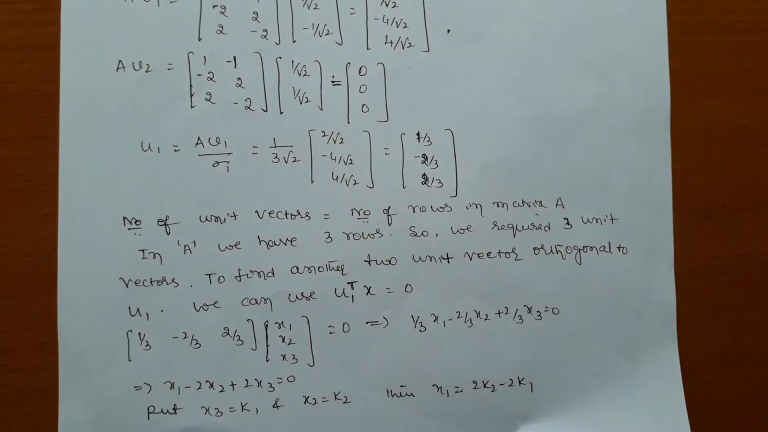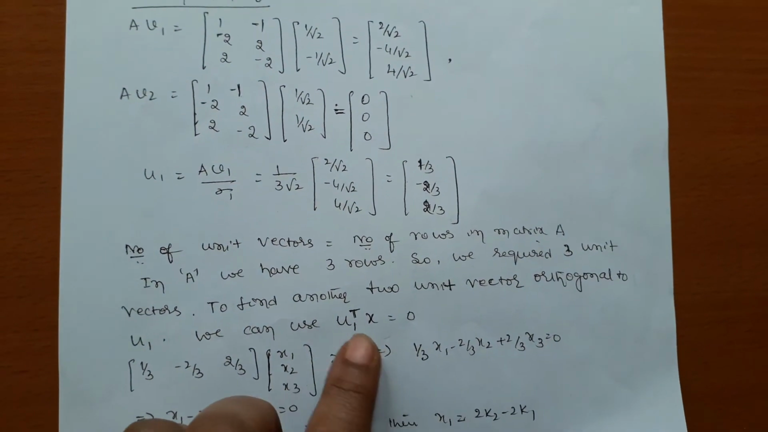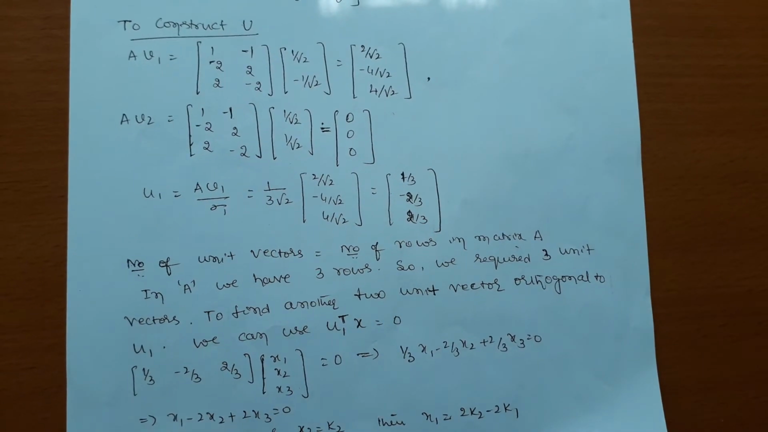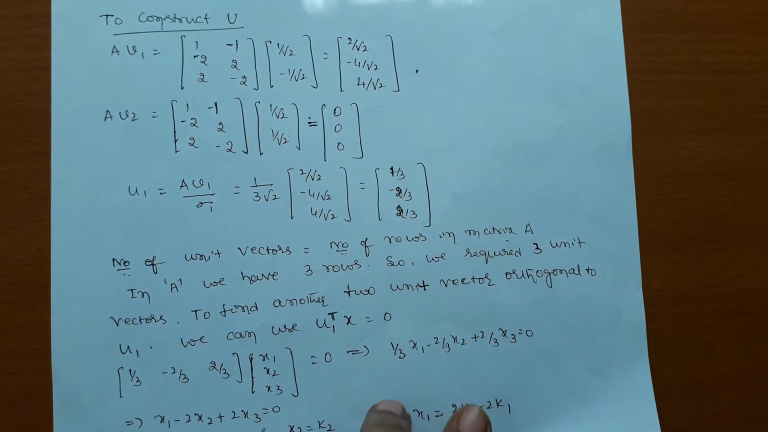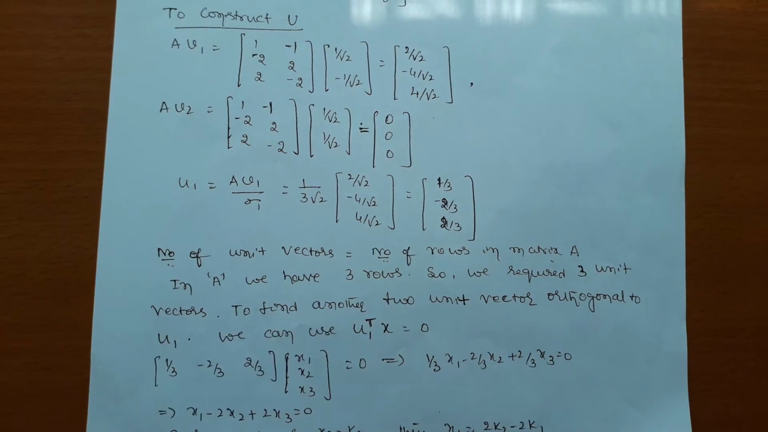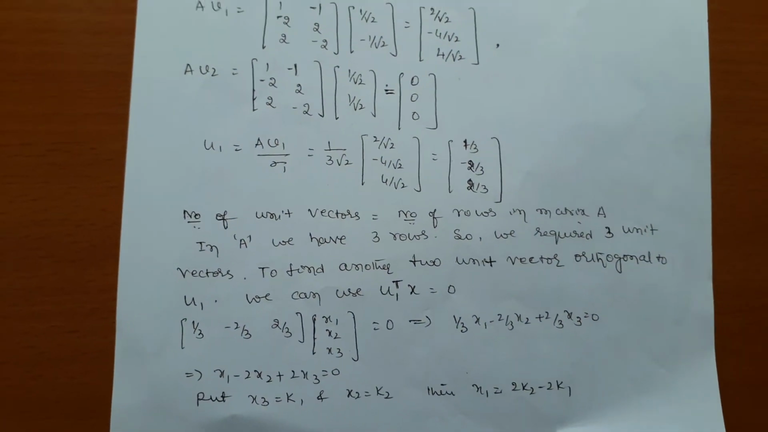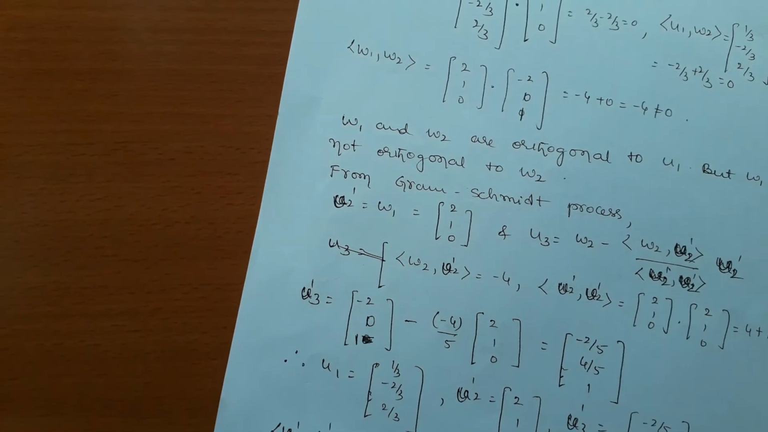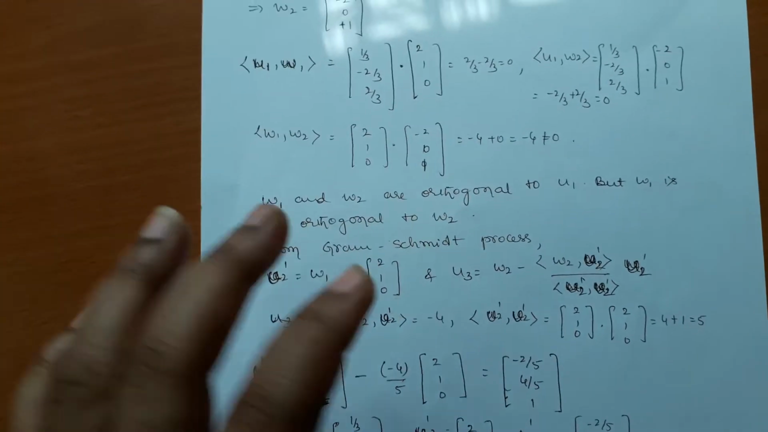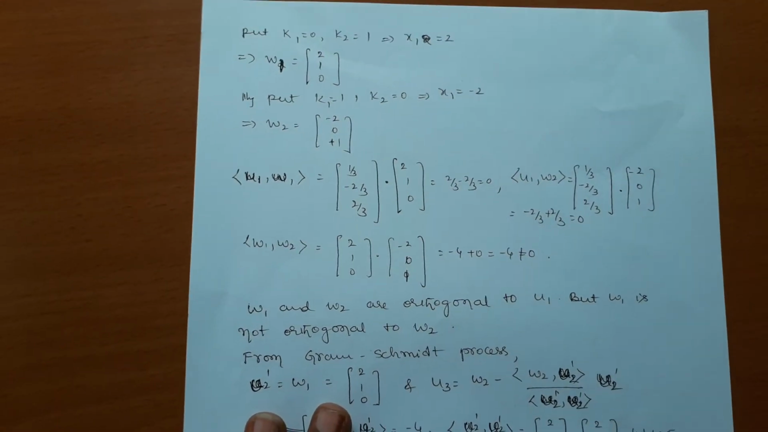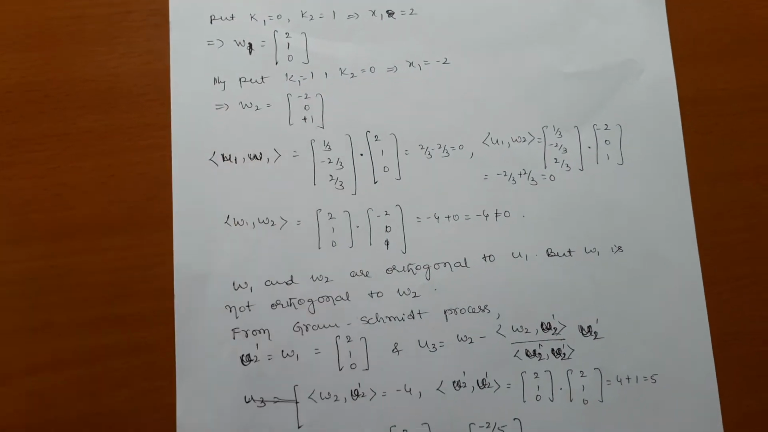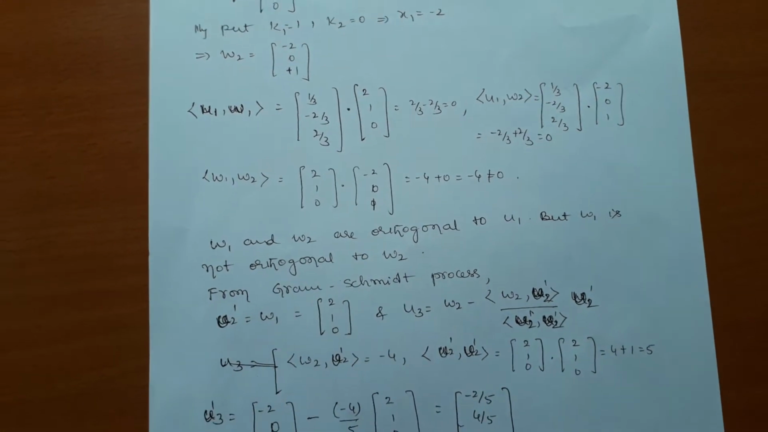Therefore, what we did: we take the concept U1 transpose times X is equal to 0. From that, we get an equation in terms of x1, x2, x3. Then I convert x1 in terms of x2, x3. I give two values, k1 and k2: x3 is k1 and x2 is k2. Then give some set of values for k1, k2: 0, 1 and then 1, 0. Then we get two vectors.